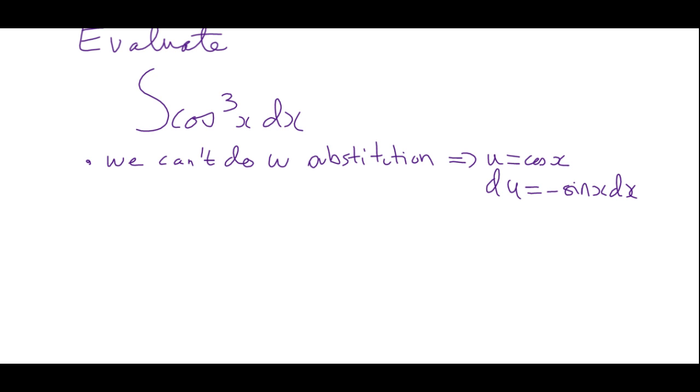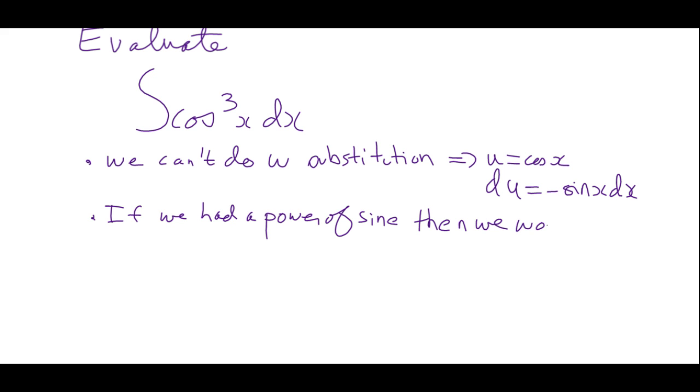If we had a power of sine, we would need a cos factor, right? So we have a power of cos, we need a sine. If we have a power of sine, we need a cos. Neither of which we have. But we can do this.